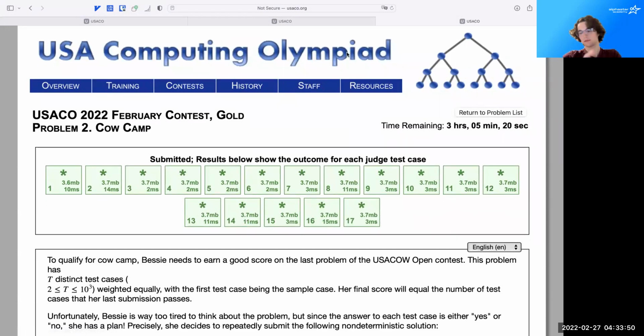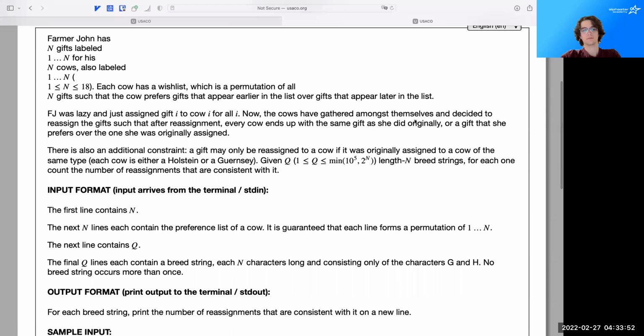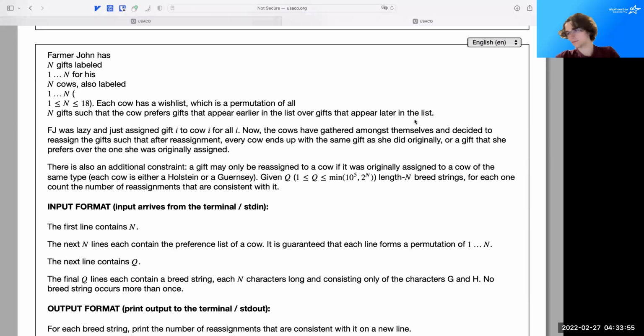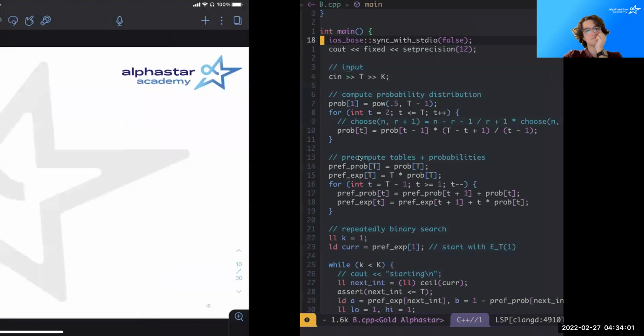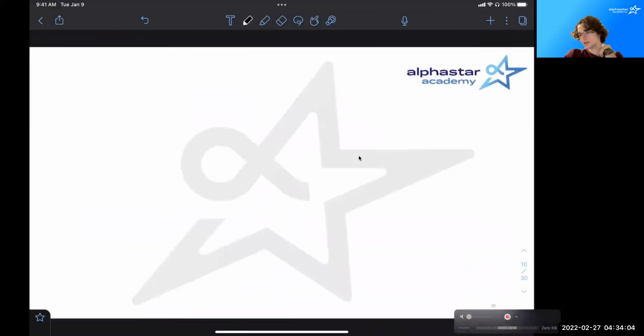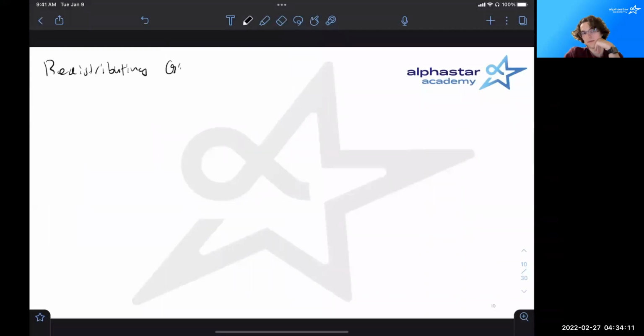Okay, so we got this problem. So we're 2 down, 1 to go. So one thing we can do here for redistributing gifts is think of it as a graph.